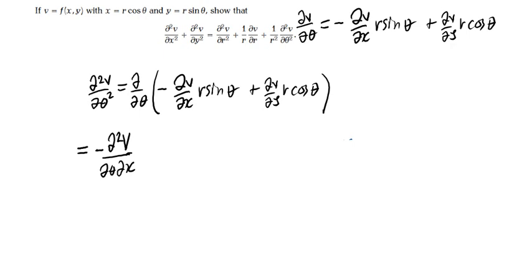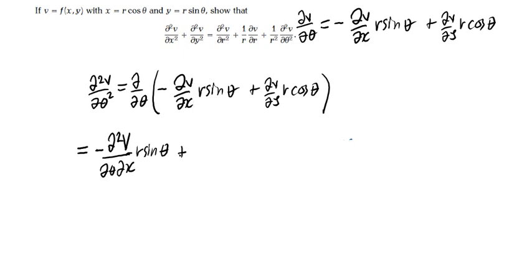Then what else are we going to have? Then you're going to have r sine theta. Okay, that's going to be plus. Then you are now going to keep this one as a constant, then differentiate this one with respect to what?